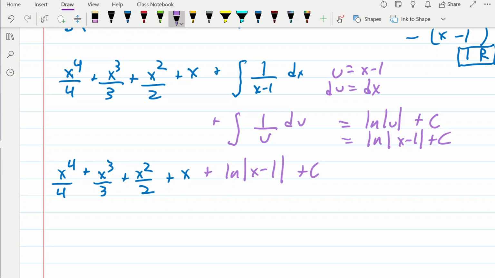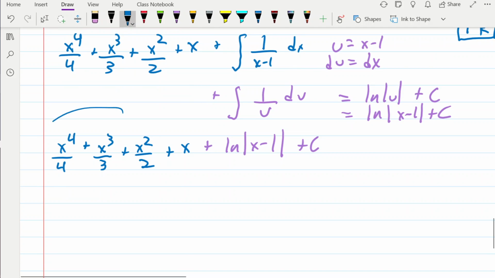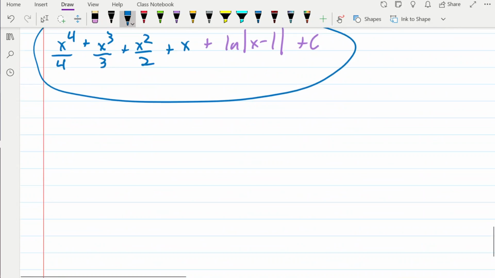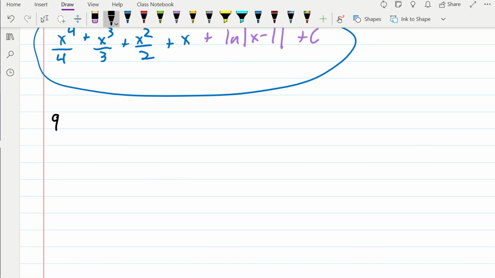And then let me check the answer real quick. And the answer is correct. So this right here is the answer to number 7. So now we can go on to number 9.